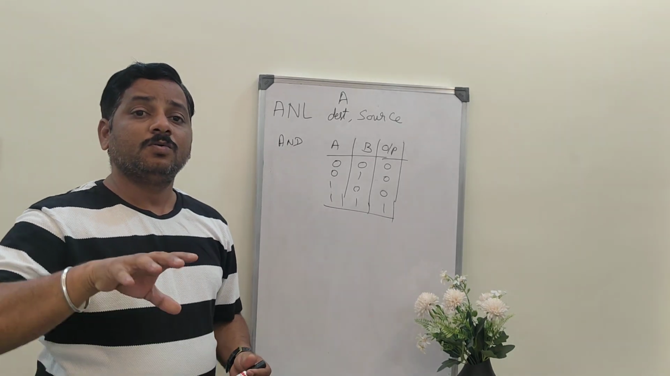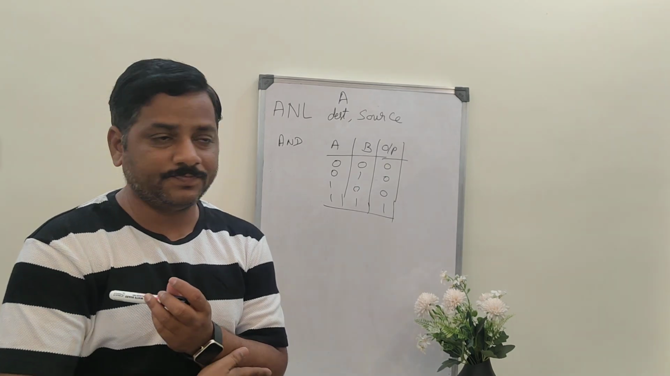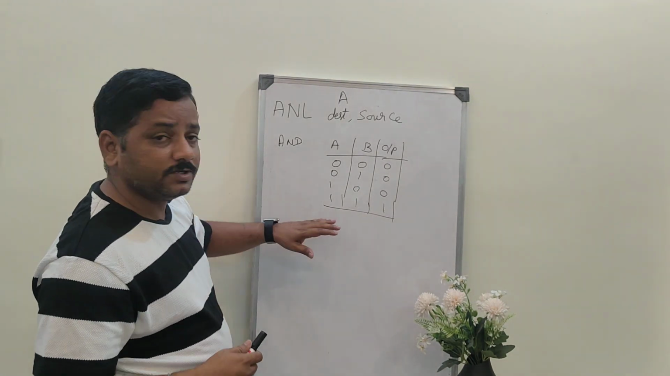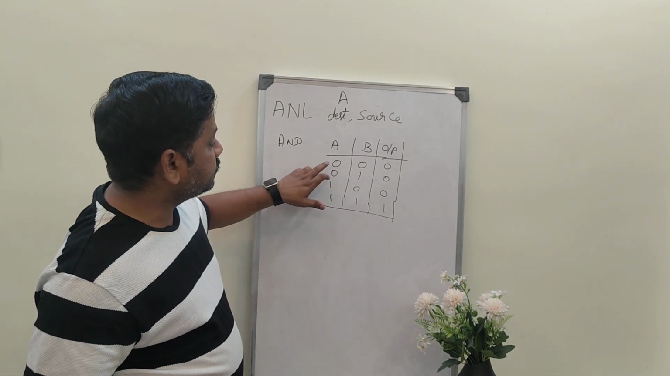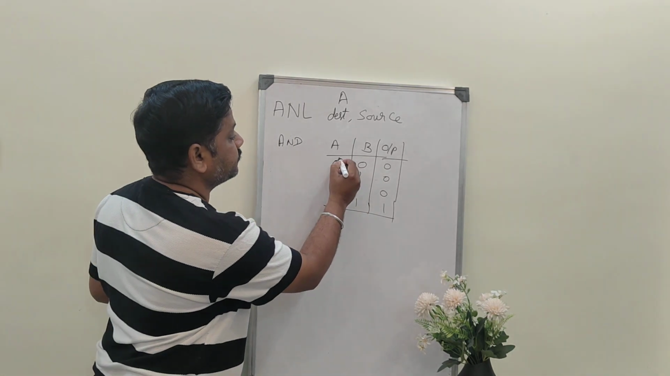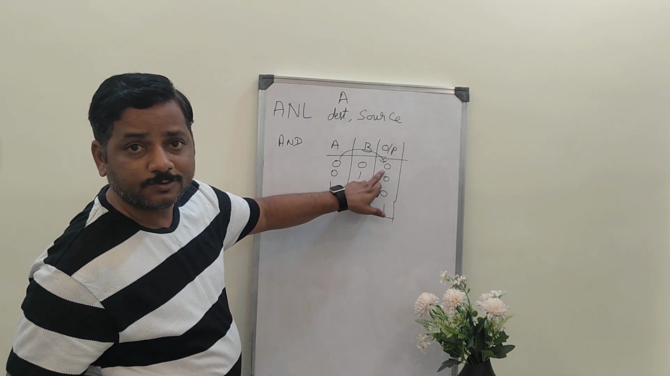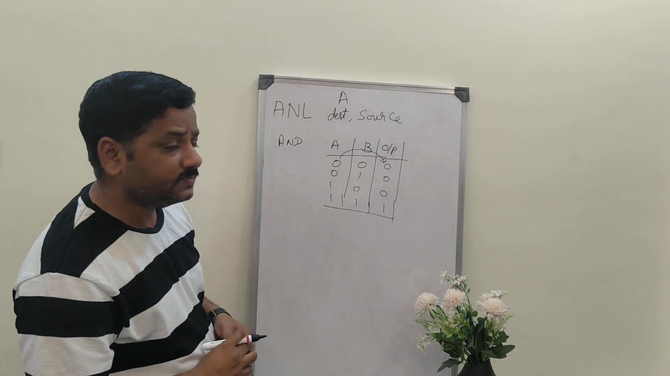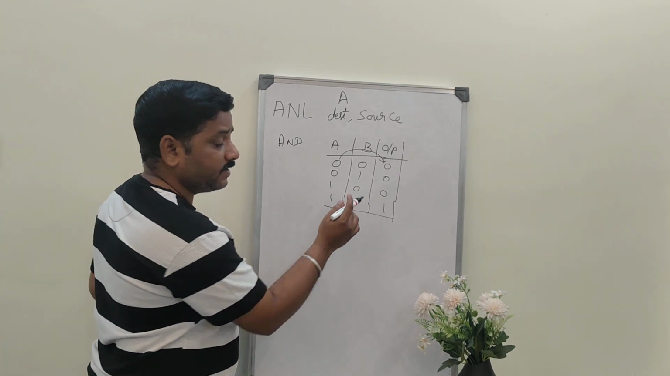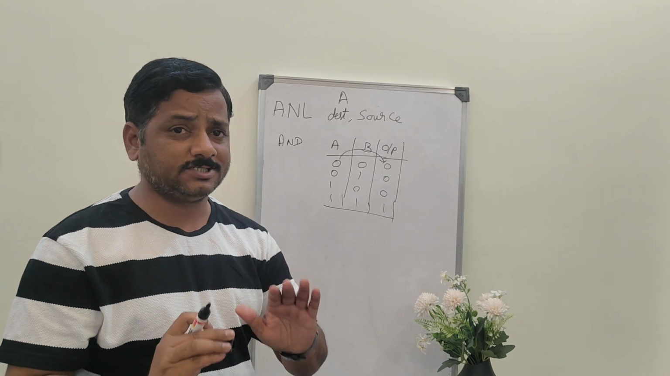Now let me tell you what the application of AND logic is, where you can use it and how we can use it. For example, we know that if I put a 0 at one input, the output is 0, regardless of the other input. If any one input is 0, the output is going to be 0. That's what the statement is.